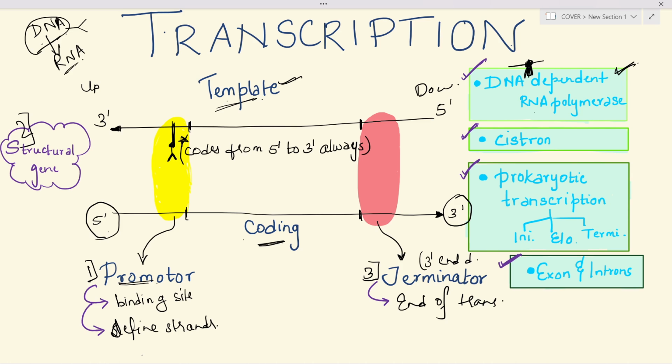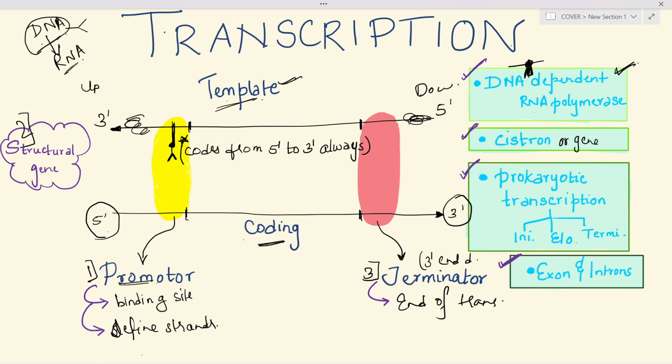After that there are additional sequences present before and after the promoter and terminator. So here this region also has certain sequences. Their functions are not so well defined over here, but they are responsible for efficient transcription. Now later on we will see that the gene is a functional unit of inheritance. Now what is a cistron? Cistron is also known as a gene, a segment of DNA which is coding for a polypeptide.